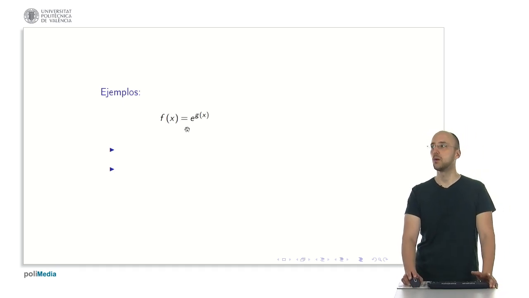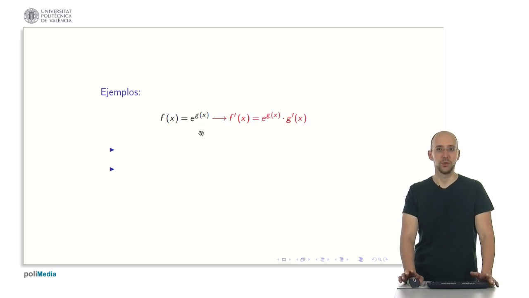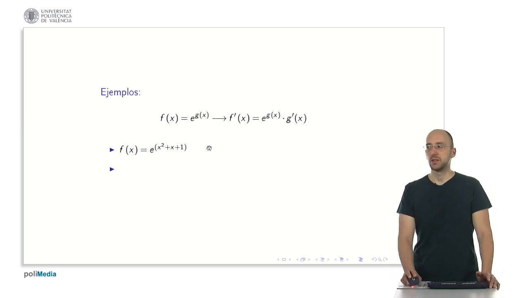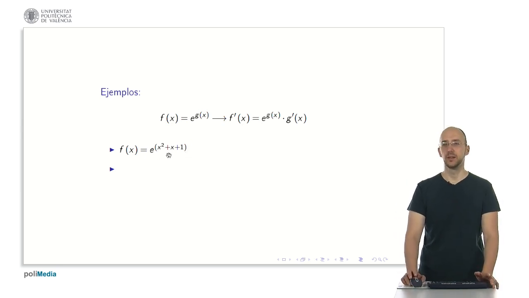We will start with the function e raised to the power of a certain function g of x. As we've just discussed, its derivative would be e raised to the power of g of x times the derivative of g of x. Remember, the function raised to the power of g of x remains as it is, and then we multiply it by the derivative of the exponent. Let's consider what happens when we are asked to calculate e raised to the power of x squared plus x plus 1. I've used parentheses here to emphasize that everything is in the exponent, although they are not necessary. What is the derivative of this function?